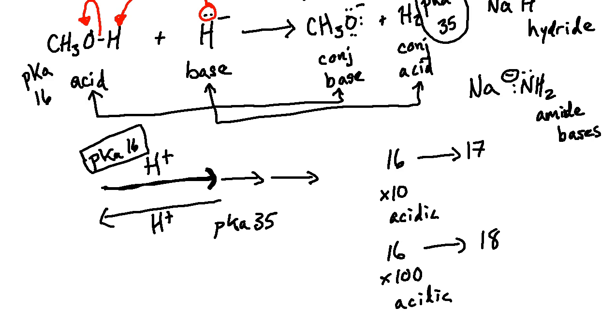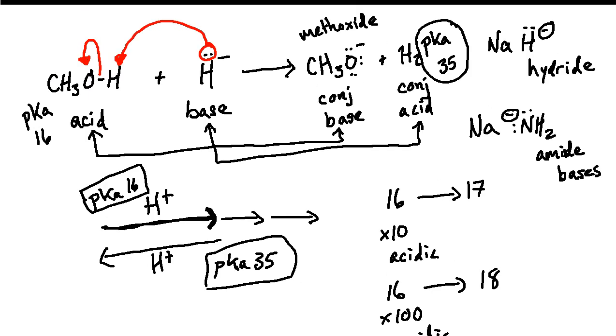And all I have to do is keep jumping. So to 19 would be 1,000 times. If I did it by a jump of 6, that's 1,000,000 times. By a jump of 9, that's 1,000,000,000 times. And then I can go to 1,000,000,000,000 with 12. So it continues to climb up and up and up. So if you look at a pKa of 35, you're talking about methanol, in this case, being trillions upon trillions of times more acidic than the H2 gas. And that's important to understand when you're working with acid-base chemistry.